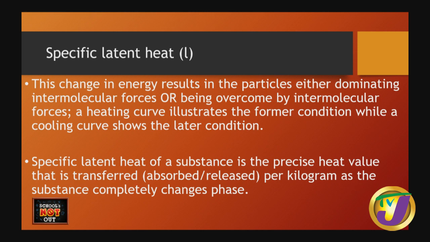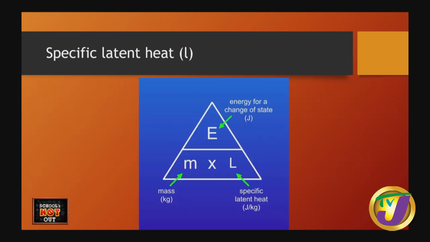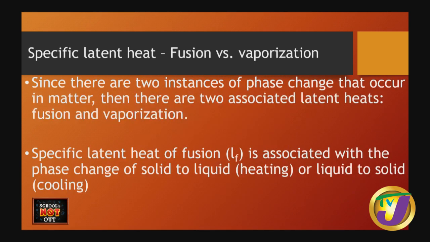Specific latent heat is the precise heat value added or removed per kilogram of the substance as it changes phase. Alright? And that's the equation for it. Similar to the one that we have here, it's just that now we're looking at L instead of C. And the units are given there. And there are 2 types of latent heat. There's fusion for melting and freezing, and then there's vaporization for boiling and condensation.